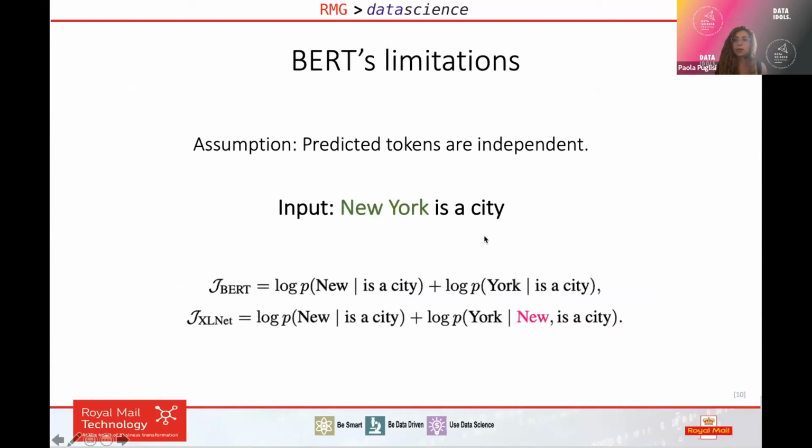Going back to our example here, since it is different on the assumption of independence as it was in BERT, when we minimize the function for York in XLNet, we will see also New, which is good because we are not taking out any context of meaning.